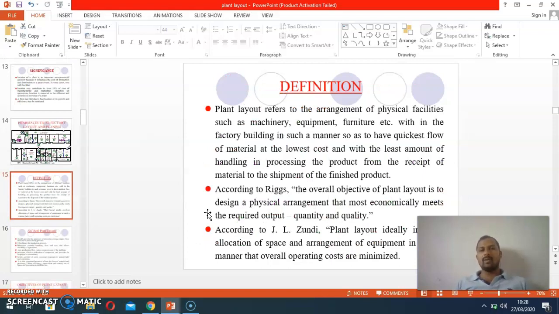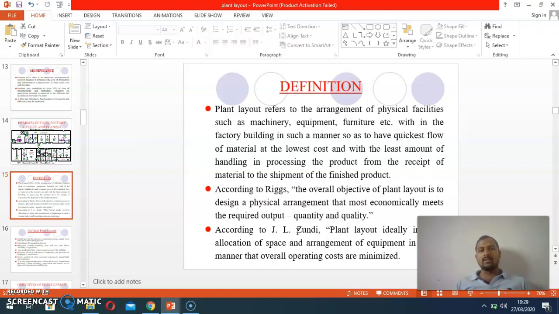Then what is plant layout? Plant layout refers to the arrangement of physical facilities such as machinery, equipment, furniture, etc. within the factory building in such a manner as to have the quickest flow of material at the lowest cost and with the least amount of handling in processing the product from the receipt of the material to the shipment of the finished product. Then, the overall objective of plant layout is to design a physical arrangement that most economically meets the required output in terms of quantity and quality.